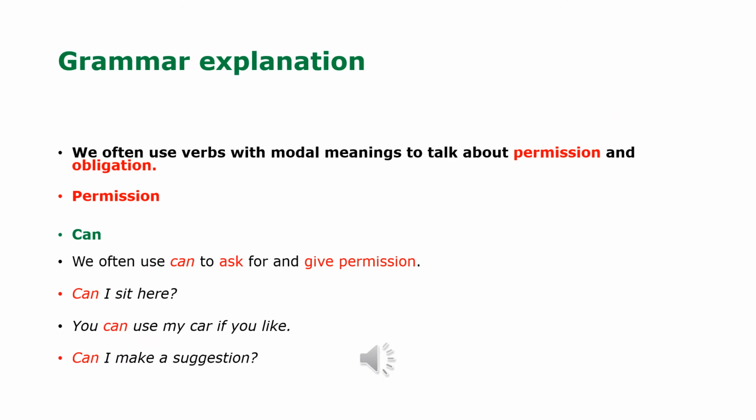Grammar explanation. We often use verbs with modal meanings to talk about permission and obligation. First, permission. So we use can to ask and to give permission. For example, can I sit here? You can use my car if you like. Can I make a suggestion?